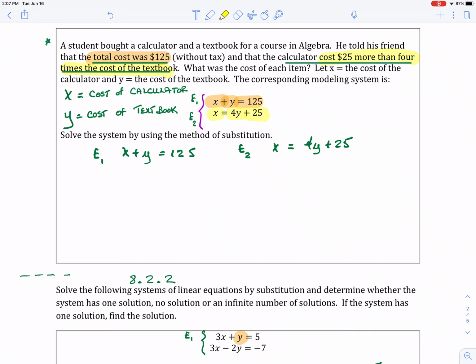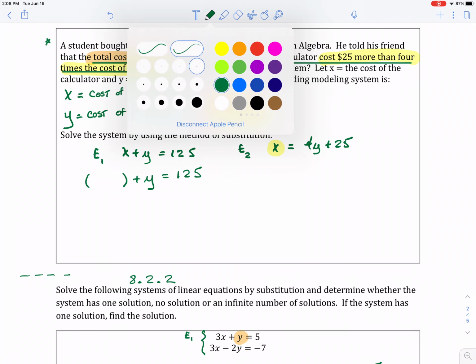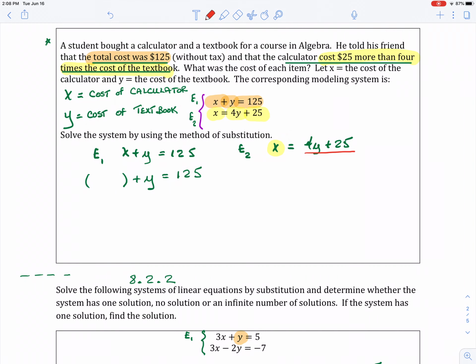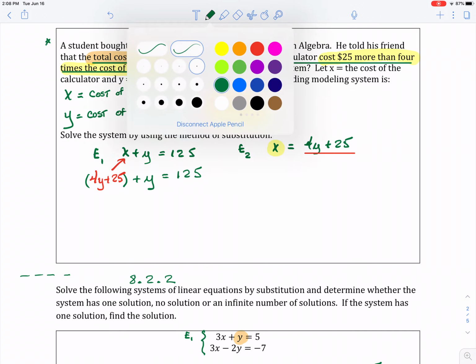So I've separated these out here, and you'll see again that the second equation is already solved explicitly for the letter x. So I'm going back over here, bringing that information and putting it into equation number 1. So this 4y plus 25 is going right in there in place of the variable x. And then again, what we're doing is we're using substitution.